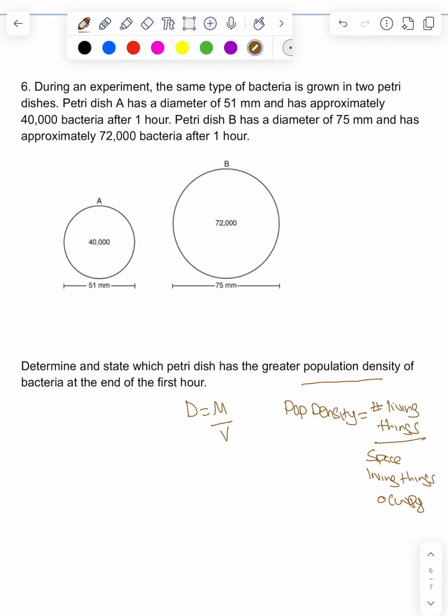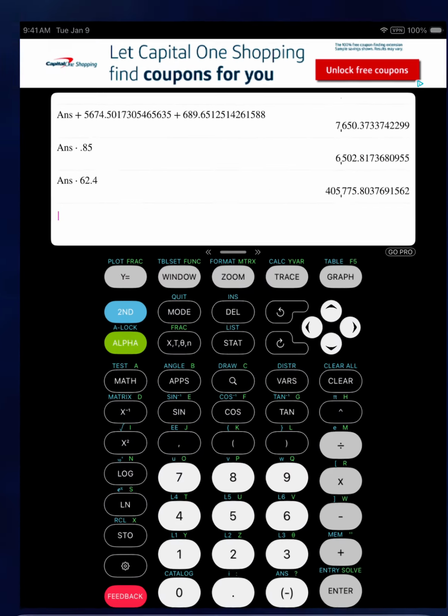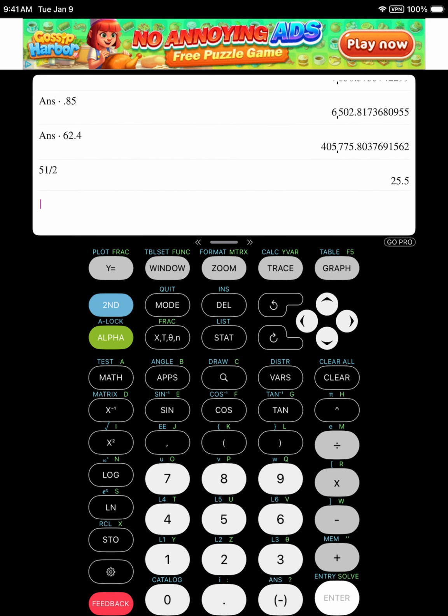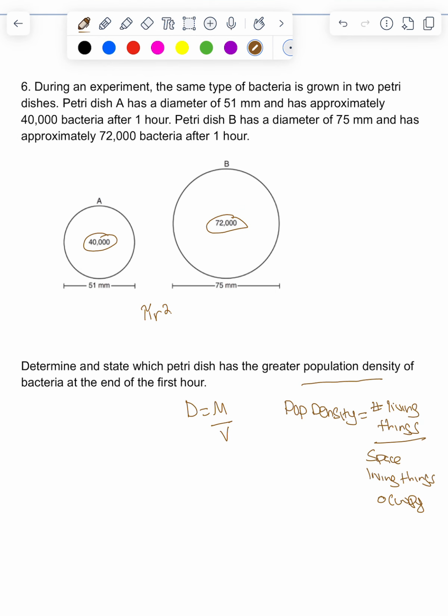So in order to do that, I need to take the number of living things after an hour. For both of them, this one is 40,000. That's the mass. And this one's 72,000. That's the number of bacteria after an hour. And then I need the space that the living things occupy. Since the petri dishes are both circular, I can find the space they occupy by doing pi r squared. There is no height here for me to account for. The radius, 51 divided by 2 and 75 divided by 2, because they give us the diameters. So the radii are 25.5 and 37.5.